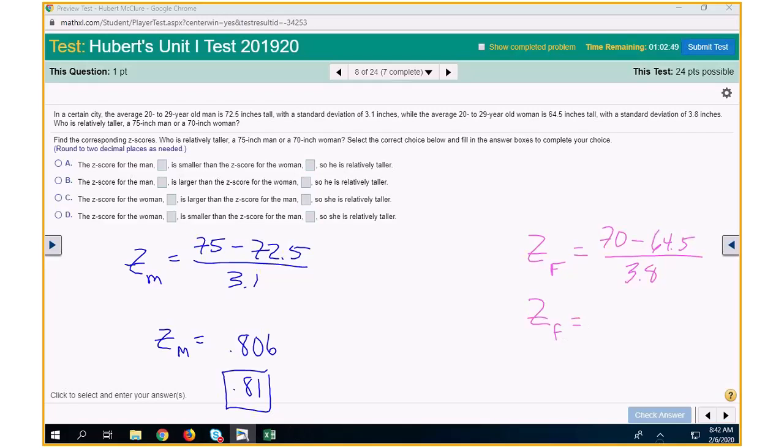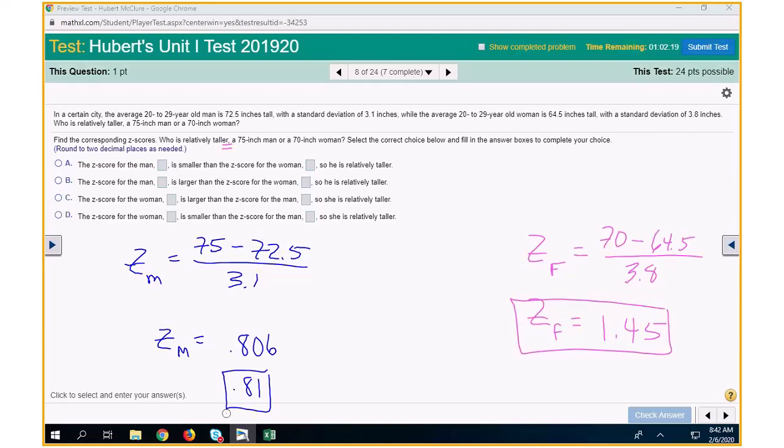Is equal to, what'd you get? 1.475. I knew it. So, which one is further out toward the unusual? Female. The female. In this case, what are they asking? Relatively what? Taller. So she is relatively taller.